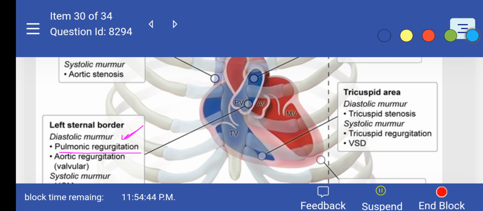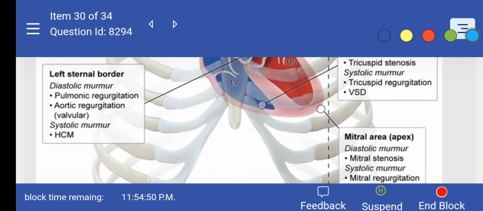Okay. Then let me go down. If there is aortic regurgitation which is of valvular type, regurgitation would produce a diastolic murmur, right? It would produce a diastolic murmur. But this one is valvular type, so it would be on the left side, and the earlier one was from root dilation, that is on the right side. Okay, now if there is hypertrophic cardiomyopathy, that would produce a systolic murmur, right?